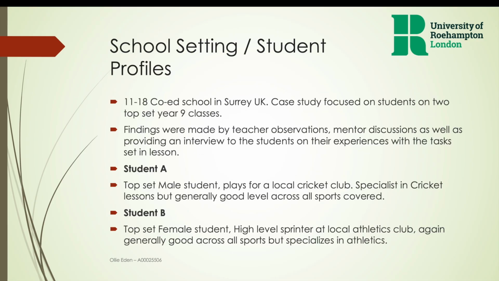So the school setting is an 11 to 18 co-ed school based in Surrey. This was focused on 2 top set classes in year 9. Student A was a top set male student who plays for a local cricket club. He specialises in cricket. He's generally good across all sports, but this was his area of expertise. Student B, again, a top set female student who is a high-level sprinter at her athletics club. Again, good across most sports, but this was her real area of excellence.